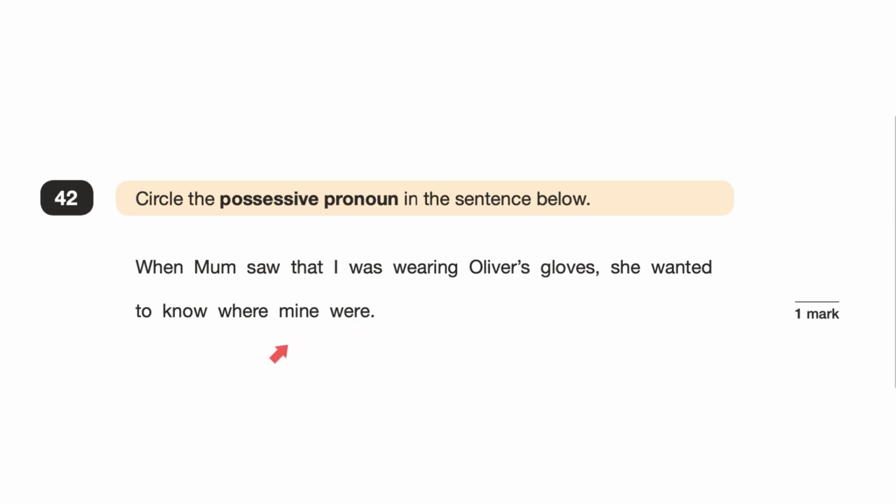And again, this is a little bit like the last question where it's not directly saying my ball, it's referring to the gloves, but they're not my gloves in this instance. They're referring to, well, where are your gloves? Okay, so that ownership essence. So we've got Oliver's gloves, but where are my gloves? Okay, so Mum wanted to know where mine were. So again, we've got mine working as a possessive pronoun. We're going to circle that. Little bit of a tricky one. Take the mark and we move on.